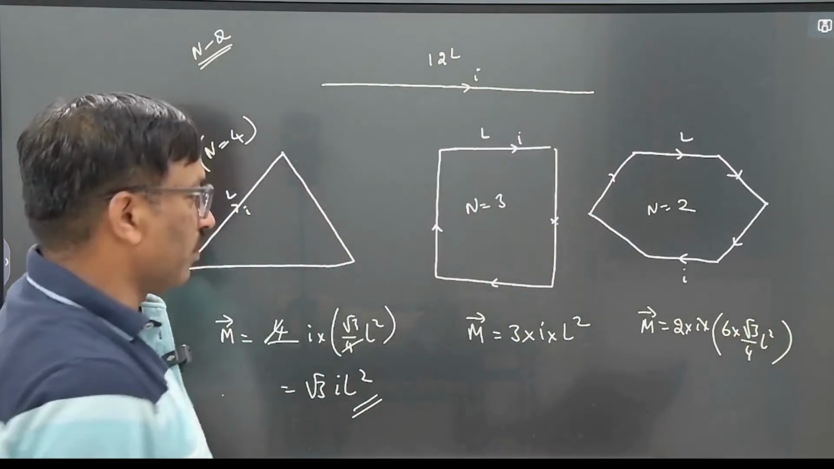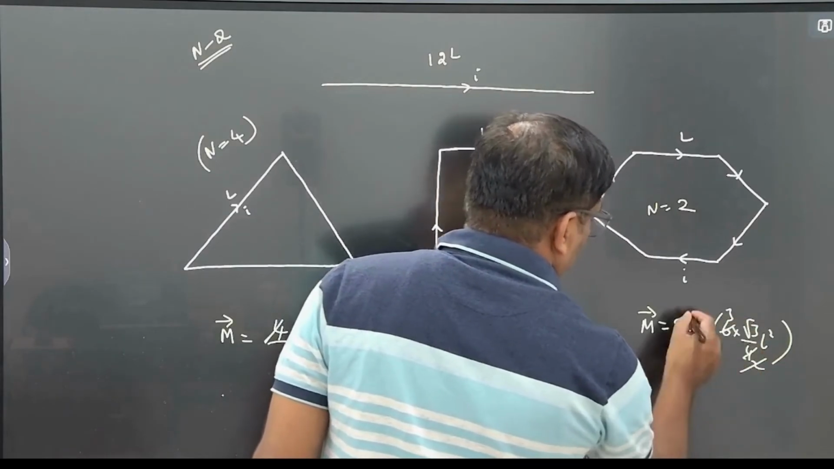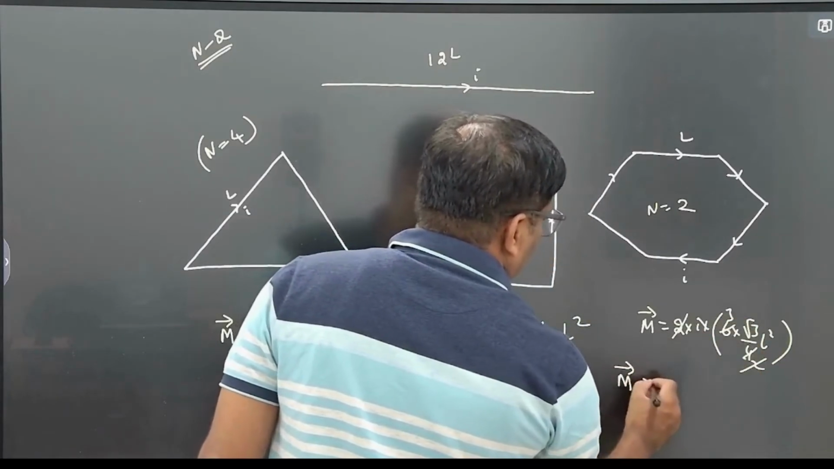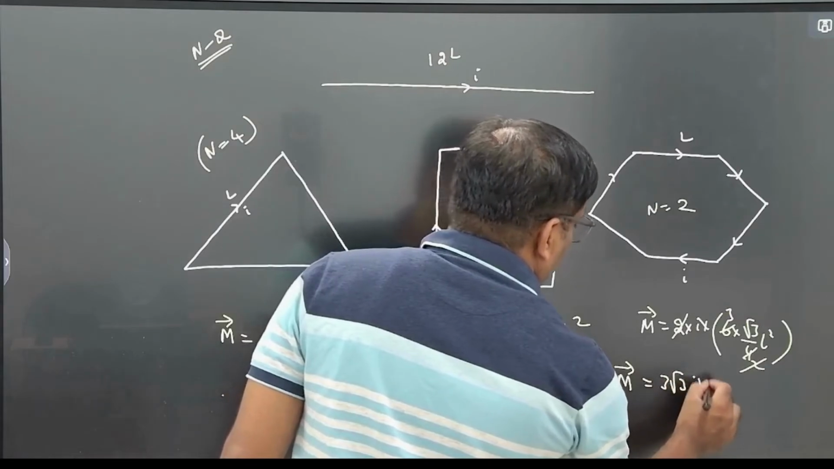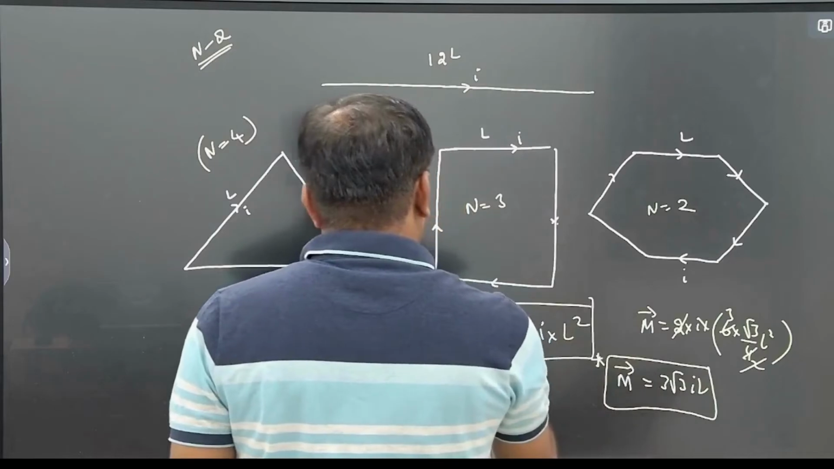Clear? So here this is 2, this is 3, therefore the 2 cancels. The magnetic moment will be equal to 3 root 3 I L square, which is the magnetic moment of your regular hexagon now. Clear?